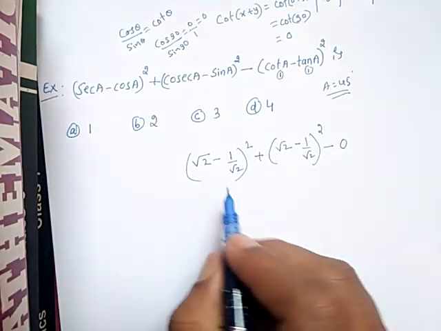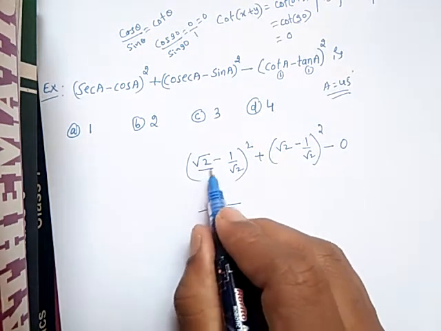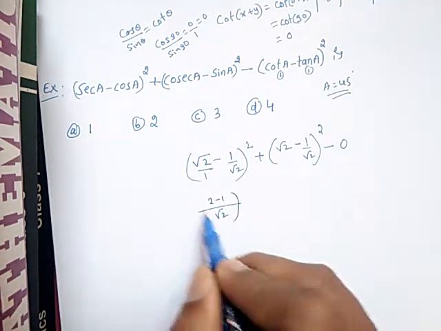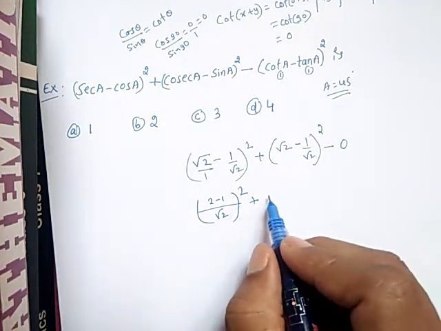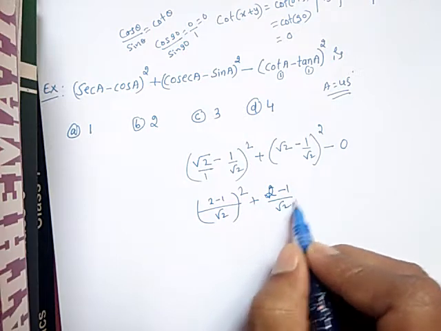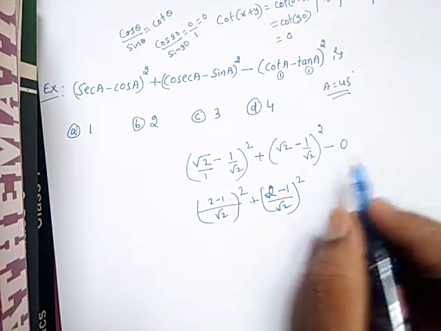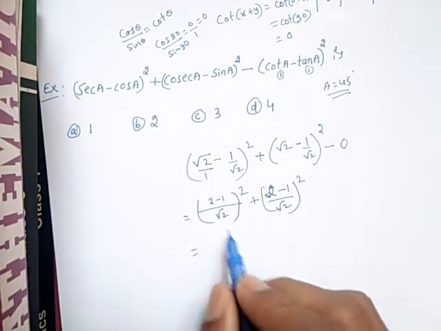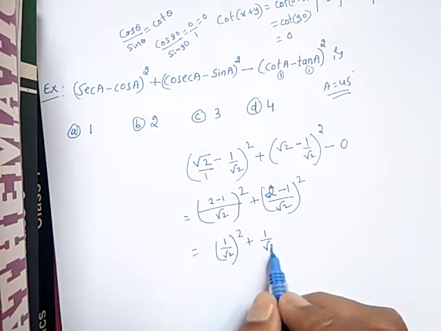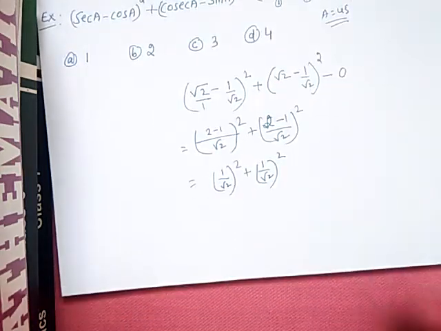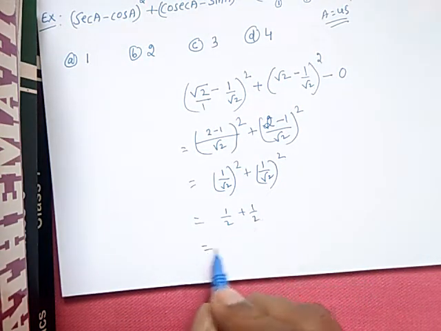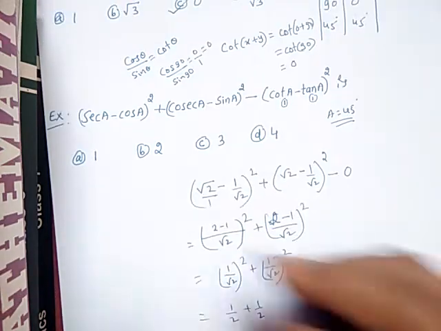So now if you take LCM here, root 2, and here nothing is there, 1 is there. So root 2 into root 2 is 2, (2 minus 1) whole square it will be, plus root 2 into root 2 is again 2, minus 1 by root 2, whole square it is. What happens here, it is 0 means you can leave it. So now here 2 minus 1 is 1 by root 2 whole square plus 1 by root 2 whole square. If you solve this, this will be 1 by 2 plus 1 by 2. What is 1 by 2 plus 1 by 2? This is 1. So the answer will be A.